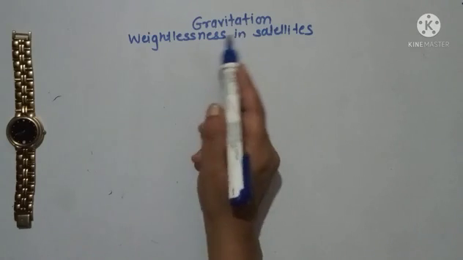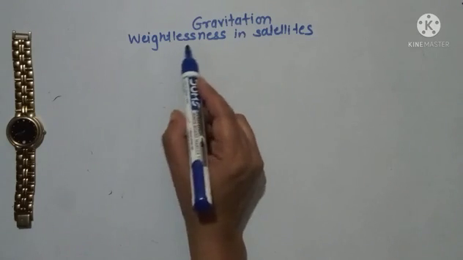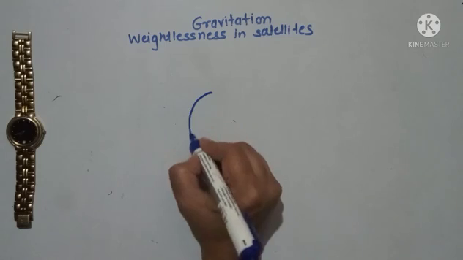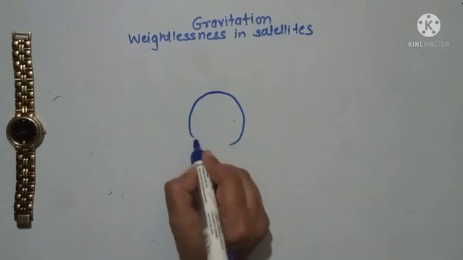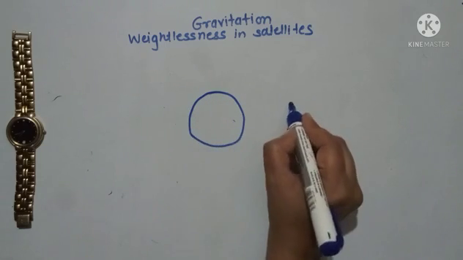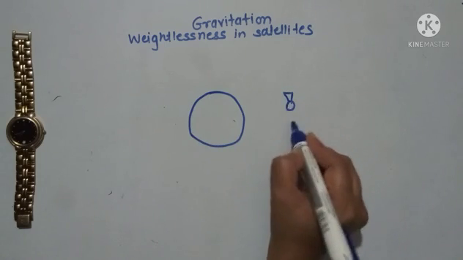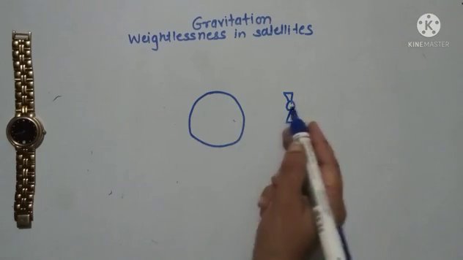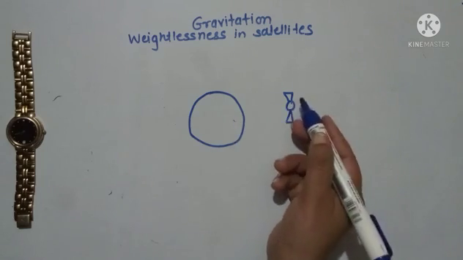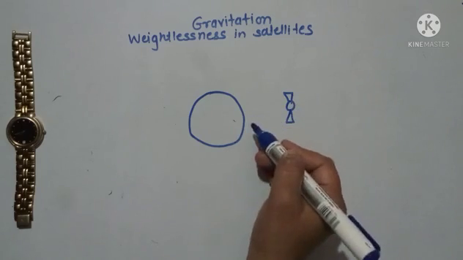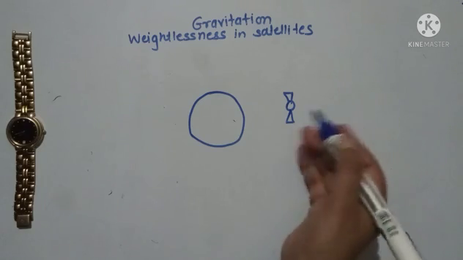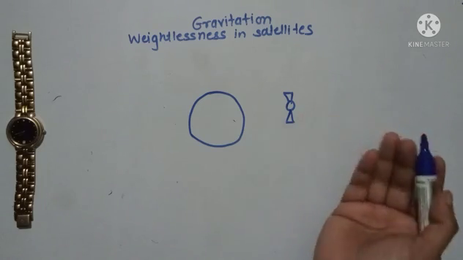So we have started with the unit gravitation, and let us see what the concept of weightlessness in the satellite is. Suppose this is the earth and the satellite is revolving around the earth's surface at a particular height. In the last lecture we have seen that this satellite can revolve in a lower earth, medium earth or higher earth orbit, and depending on where it is rotating, its time period could change.